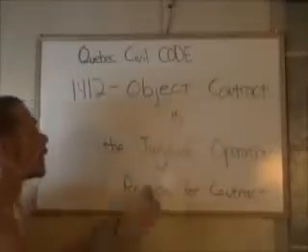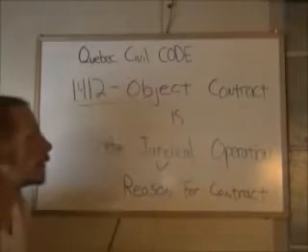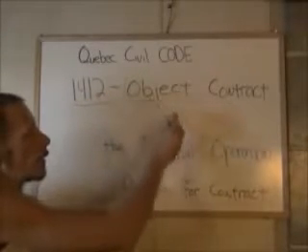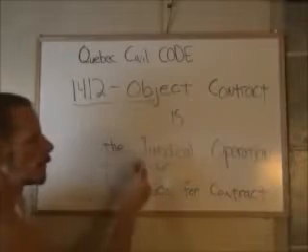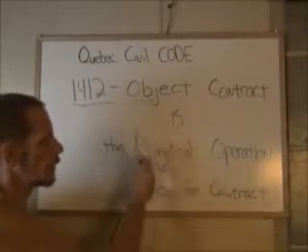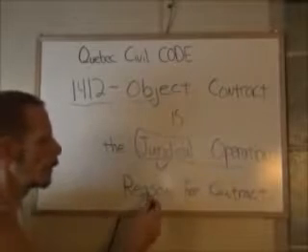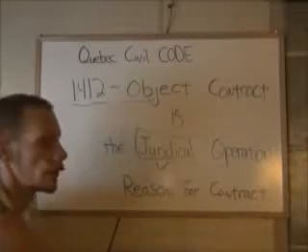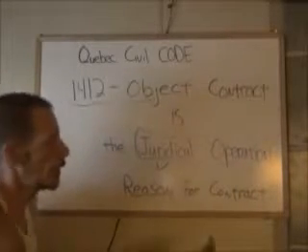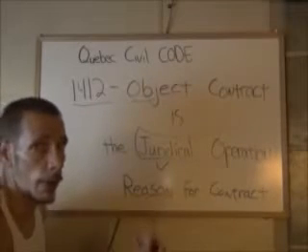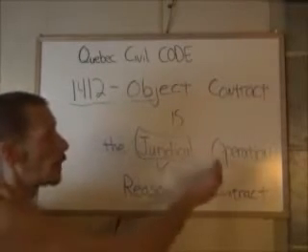Quebec Civil Code, Article 1412. The object of the contract is the juridical operation. Now notice this terminology, the juridical operation. That's just meaning what's the reason for the contract. So every contract that they present to you, it's presented to you for a legal application, a juridical operation.